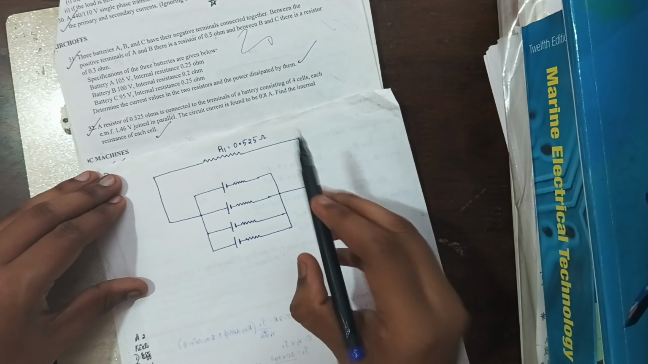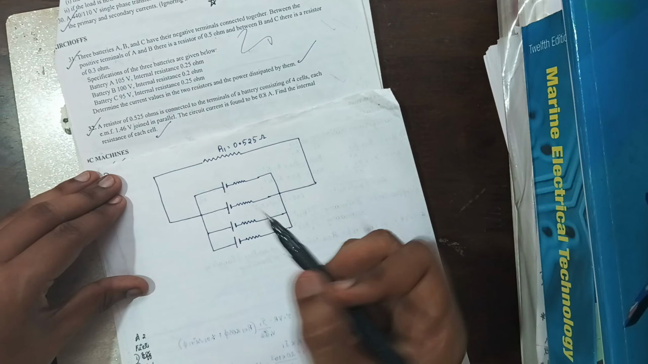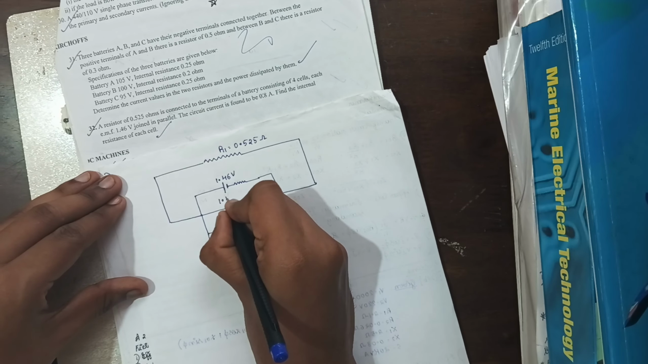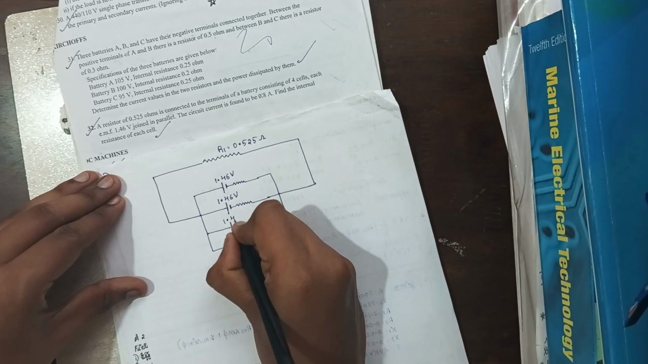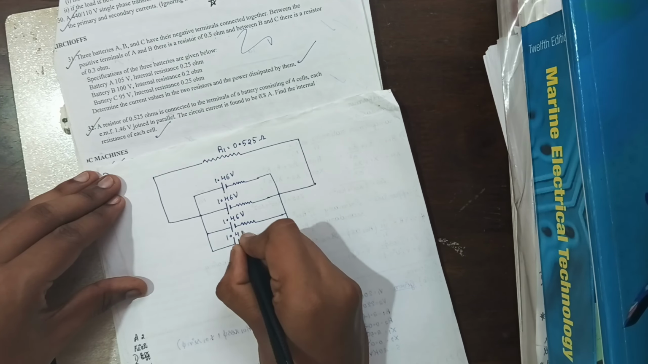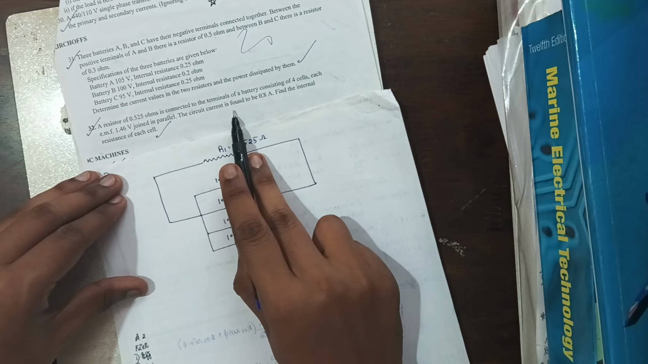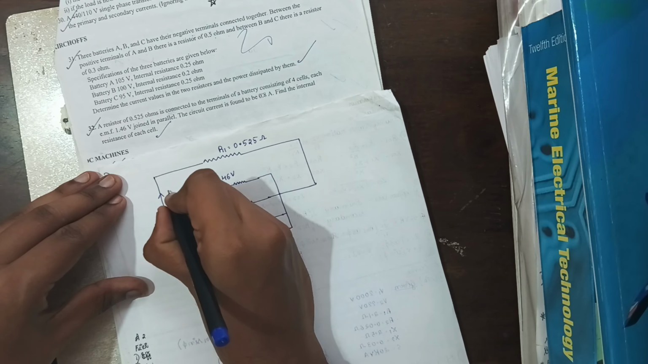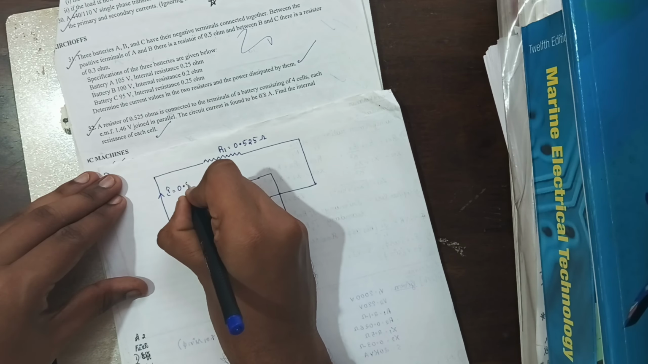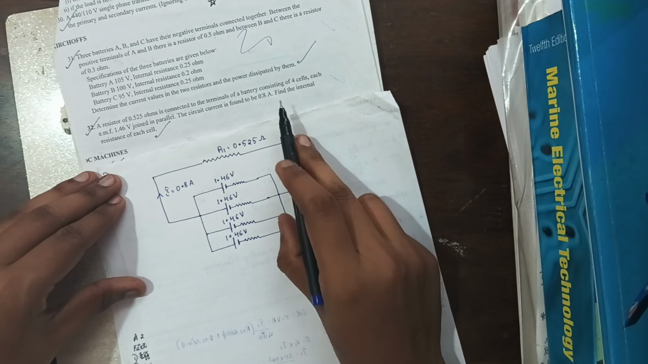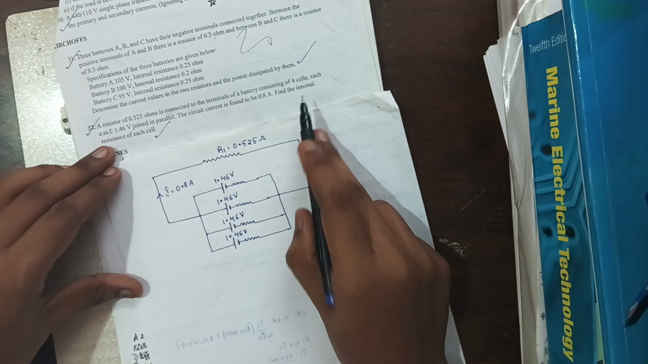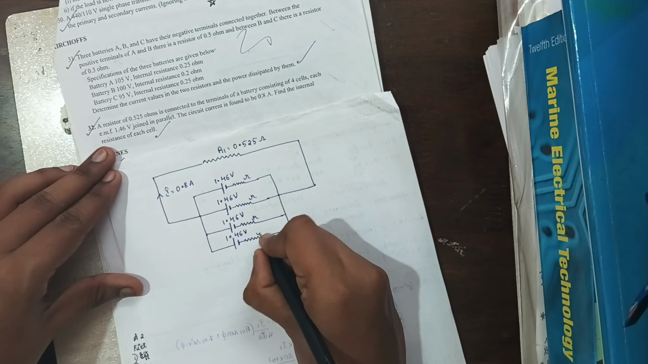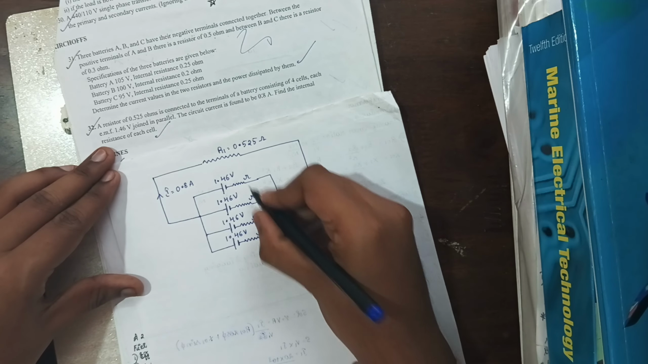After that, 4 cells, each has an EMF of 1.46 volt. The circuit has a current I, and I is equal to 0.8 ampere. Now what they want is to find the internal resistance of each cell. So they want the internal resistance, that is R, of each cell.